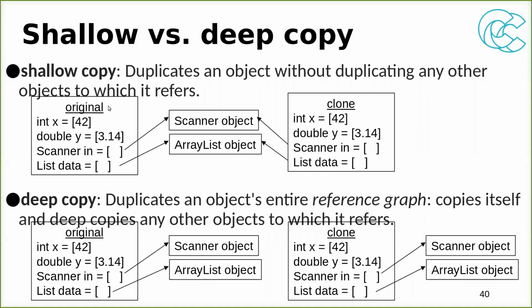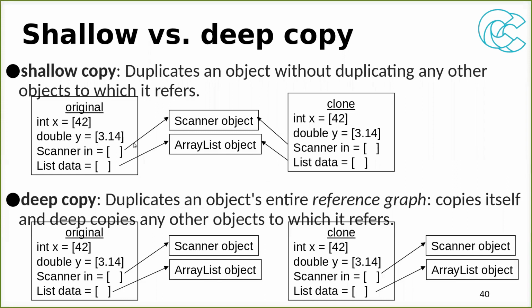There are two types of copying. One is the shallow copy and the other one is the deep copy. If you just use super.clone, and there are non-primitive data types, it will result in what is called a shallow copy. What happens here is, let's say you have your simple primitive data types, int and double, with values 42 and 3.14.